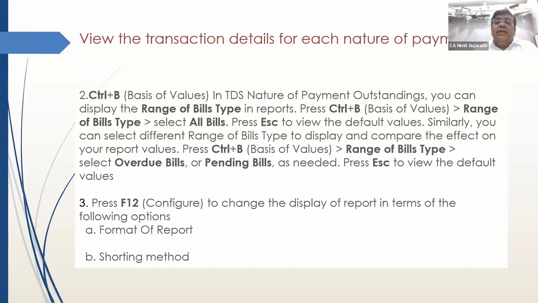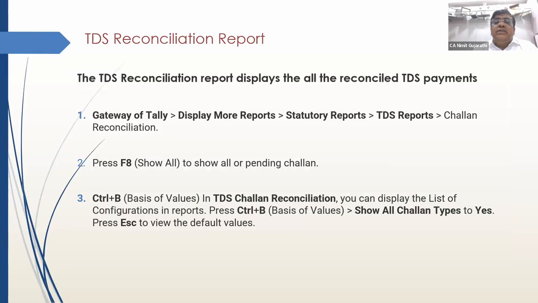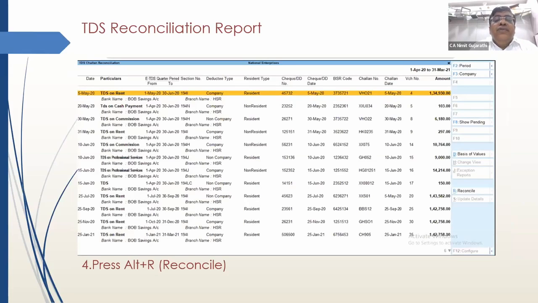F12. Now once I do this, I will go to my TDS reconciliation report, and this is how it is shown. Now if you see, this report gives me most of the required columns of clause 34. So what is the nature? That is TDS on rent. What is the total? Now here the period can be specified. You can have the period specified. So there is a quarter wise report which is generated.